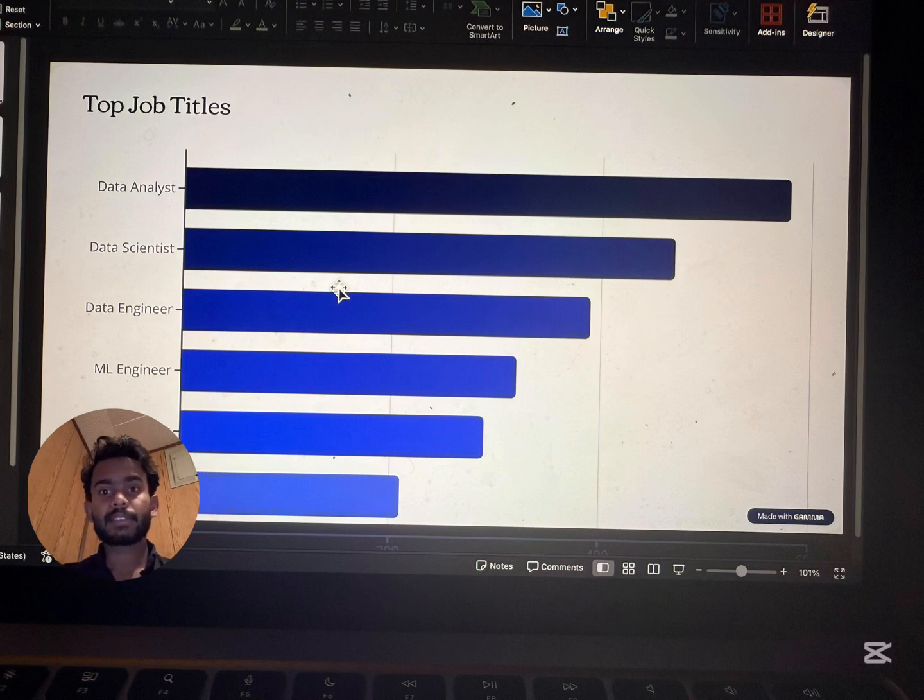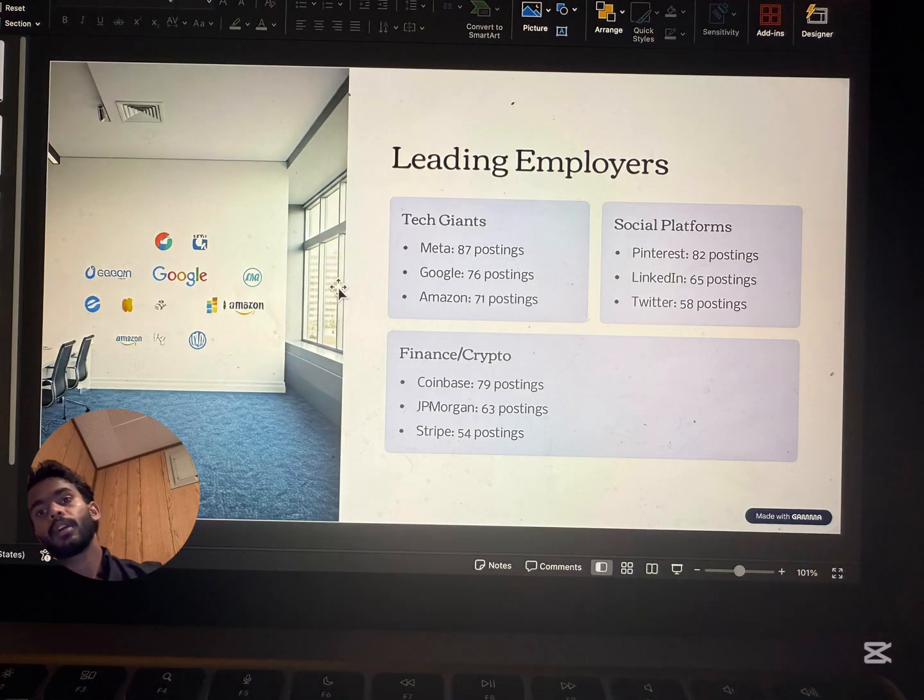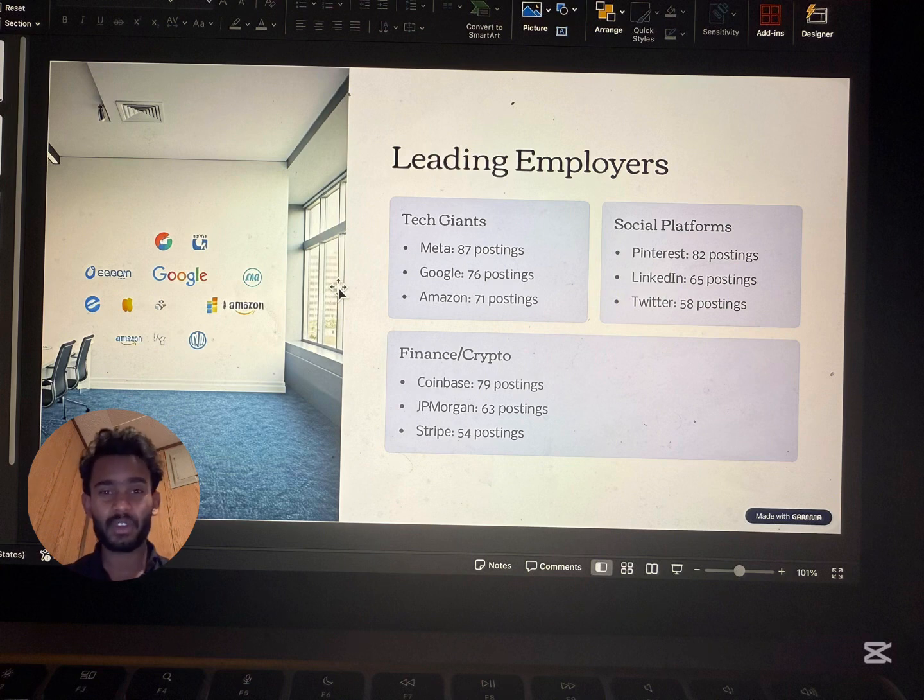Then I analyzed the top hiring companies. After seeing the top job titles, I went on to analyze the hiring companies, and I found that Meta, Pinterest, and Coinbase were among the top recruiters for data positions.